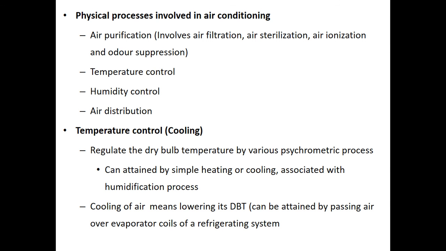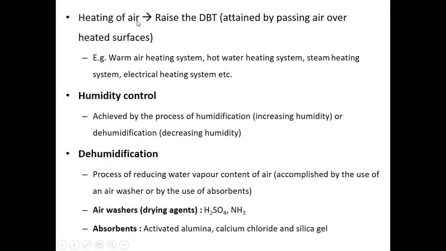As I told you, you can see in this slide, the heating of the air means raising the DBT, and there are different types of systems like warm air heating system, hot water heating system, steam heating system, and electrical heating system, using different energy sources for heating. Among these, the electrical heating system has limited applications, and it is only used where electrical energy is cheap. So usually its application is limited.